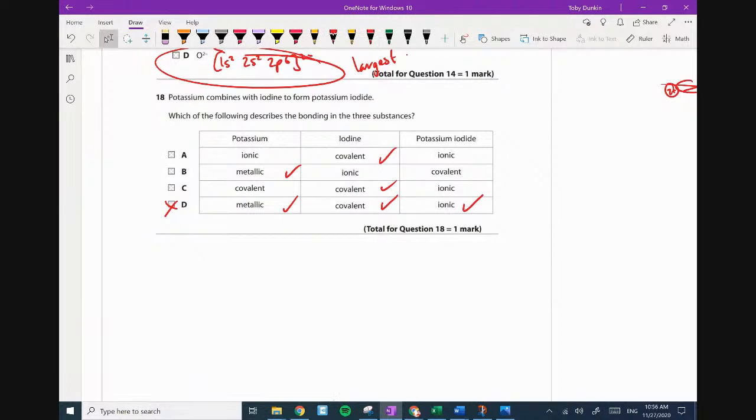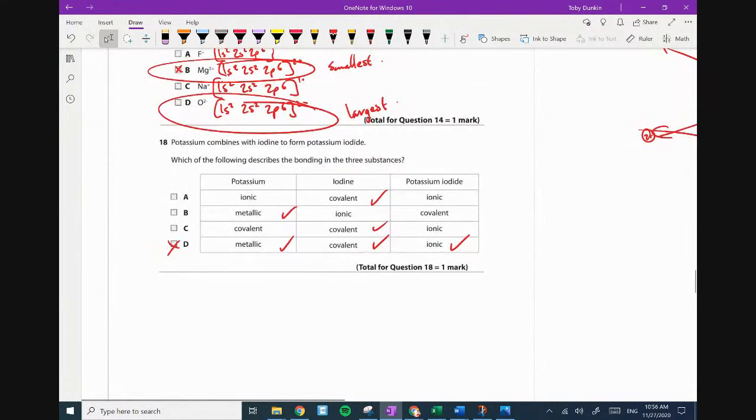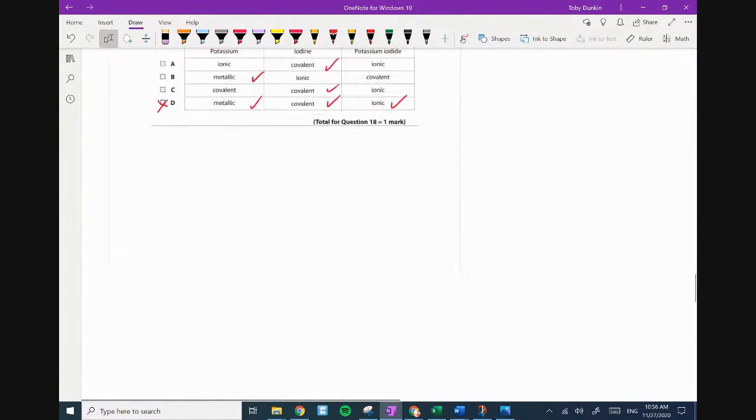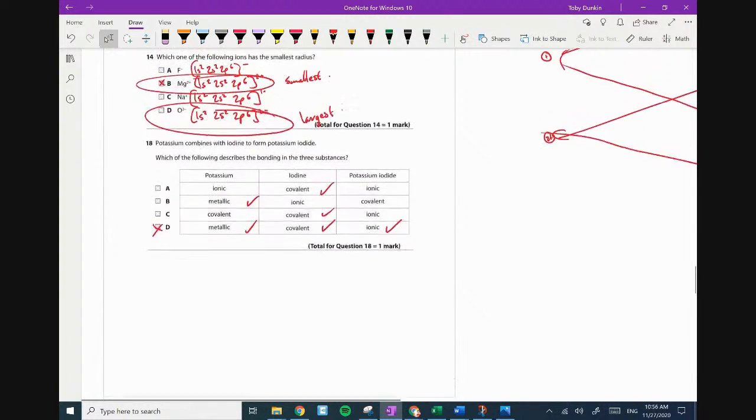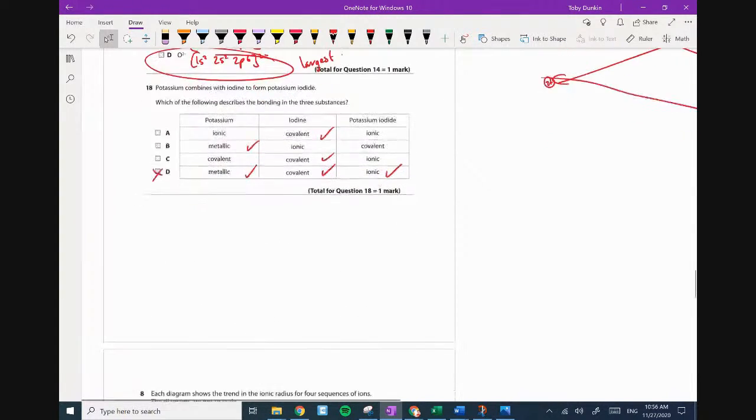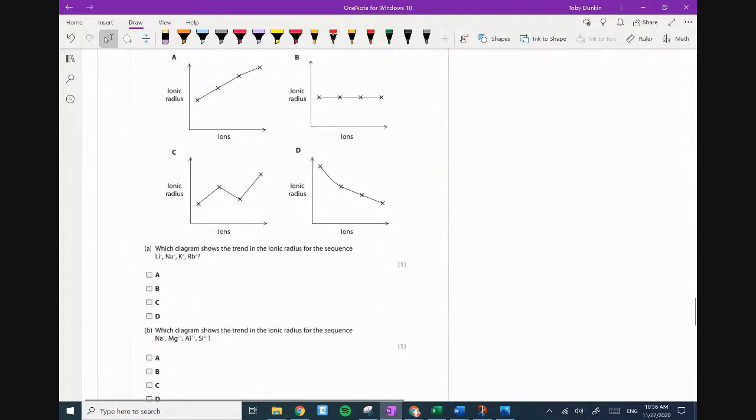Potassium iodide, by the way, is going to have some covalent character. It's going to have some quite heavy distortion. Oh no, less distortion than lithium iodide. Potassium's larger. Not as bad as I thought.